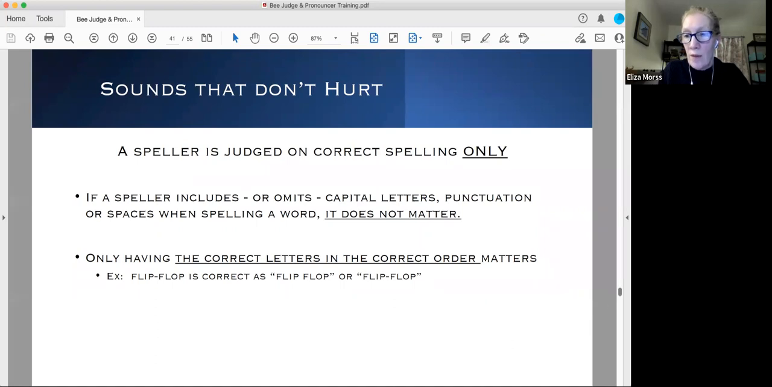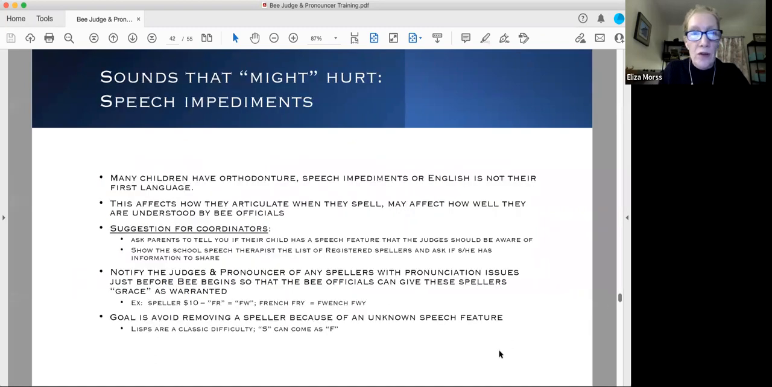And this is also obviously written in the rules. Sounds that might hurt. Now we're dealing with the speech impediments question. As I said, many kids have orthodontia or speech impediments. English isn't their first language. It might even be their fifth. So this affects how they articulate when they spell. It affects how well they're understood by Bee officials, especially when they're repeating the spelling word.